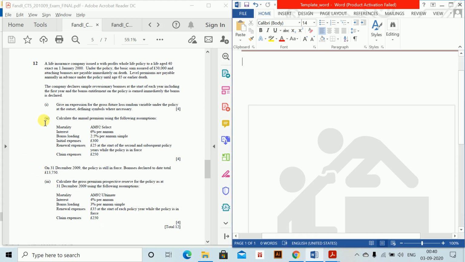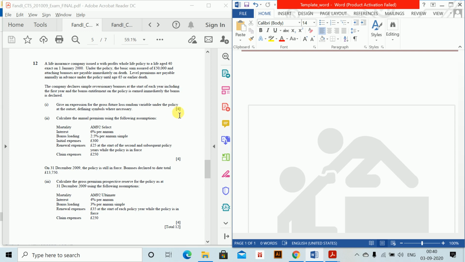Reserves. A life insurance company issues a with-profits whole life policy to a life aged 40 exact on 1st January 2000. Under the policy, the basic sum assured of 50,000 and attaching bonuses are payable immediately on death. Level premiums are payable annually in advance until age 65 or earlier death. The company declares reversionary bonuses at the start of each year, including the first year, and the bonus entitlement of the policy is earned immediately. Give an expression for the gross future loss random variable.